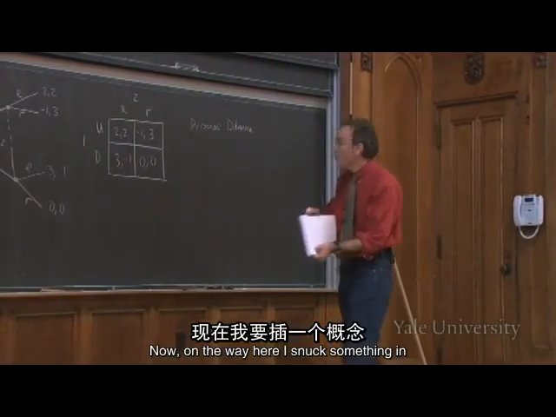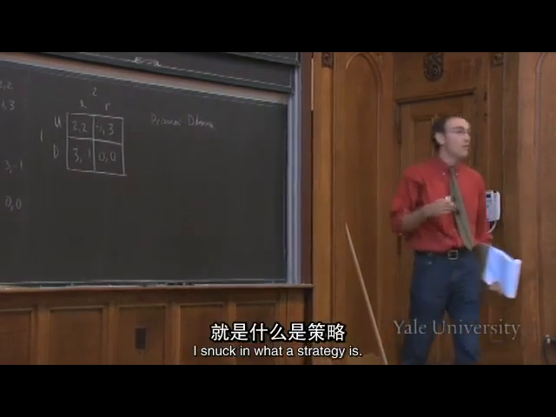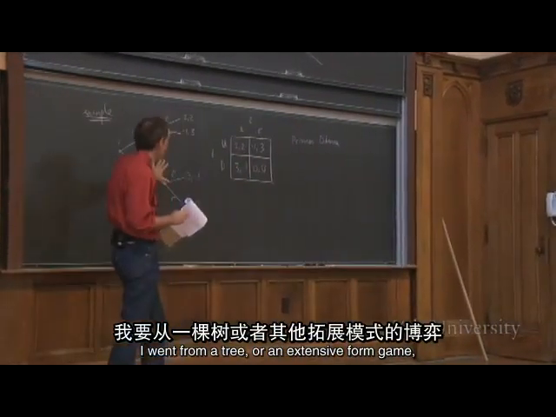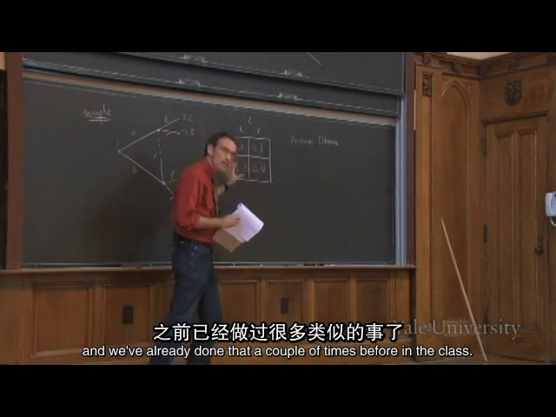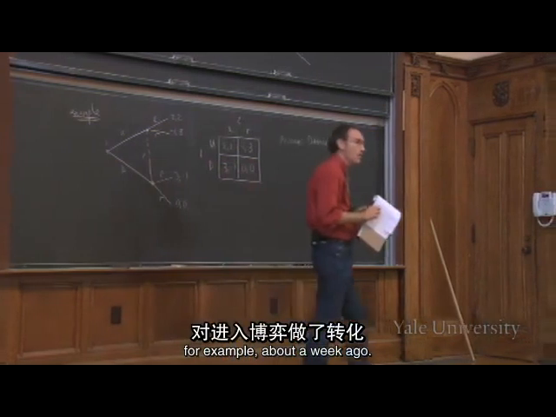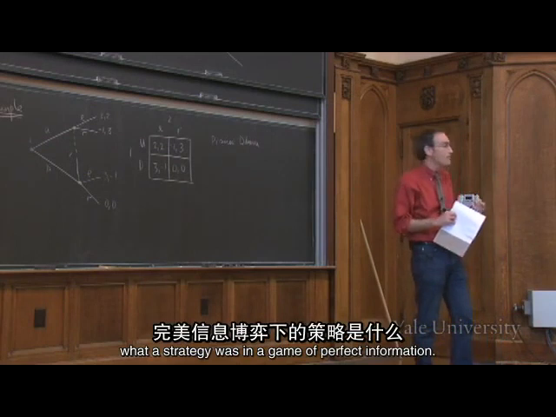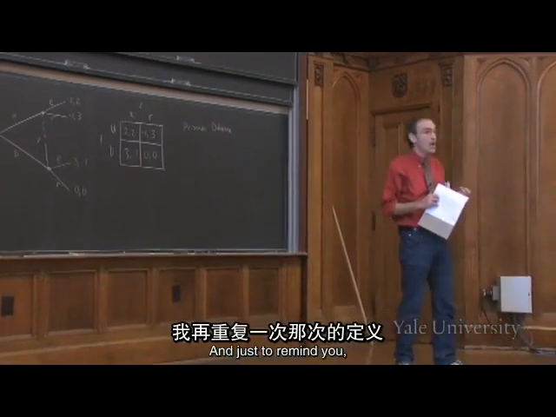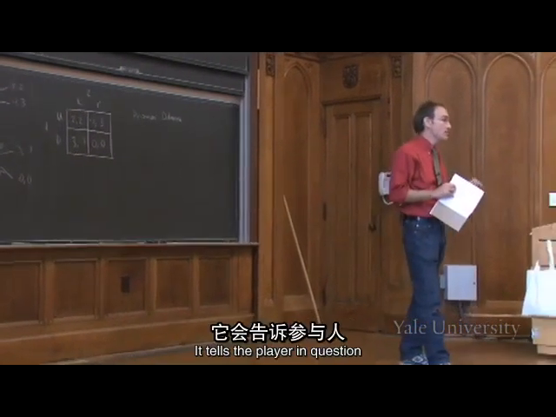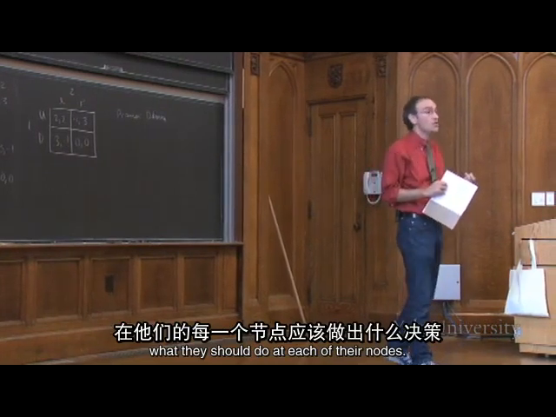All right? Now, on the way here, I snuck something in, and I should just tell you what I snuck in. I snuck in what a strategy is. I went from a tree, or an extensive form game, to a normal form game. We've already done that a couple of times before in the class, with the entry game, for example, about a week ago. But there, all we did was define what a strategy was in a game of perfect information. And just to remind you, a strategy in a game of perfect information is a complete plan of action. It tells the player in question what they should do at each of their nodes.